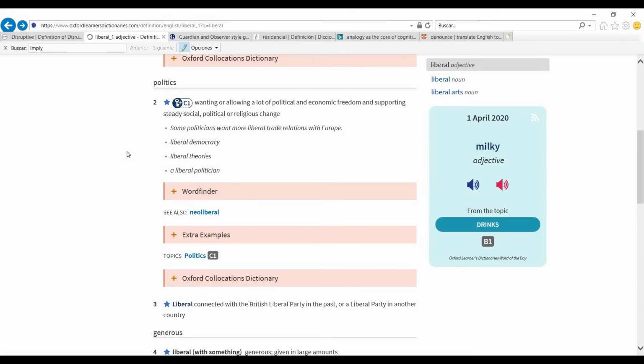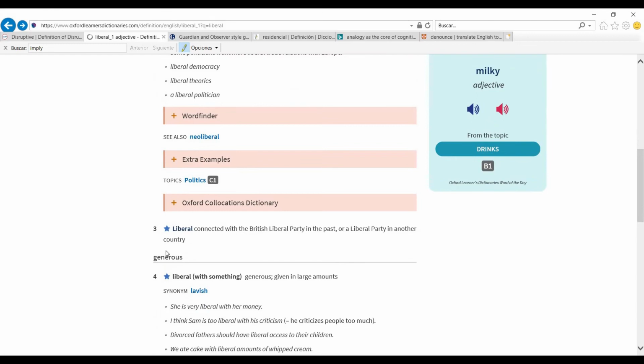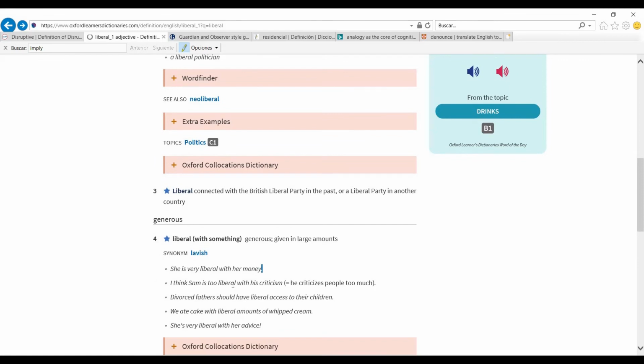In Argentina, it reminds us of un partido político, so the differences are many, but actually want to check this meaning: generous, liberal with something. It means lavish. So when you say she's very liberal with her money, that means that she gives a lot of money away. I think Sam is too liberal with his criticism. Simply, this means that he criticizes people too much.